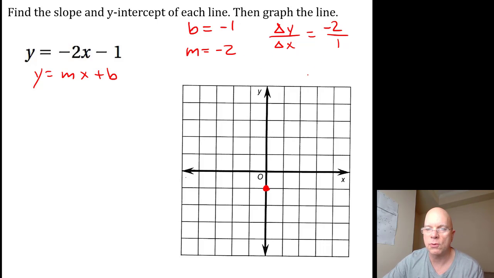I'm just representing it as a ratio, so I can apply the slope by moving down 2 for y and right 1 for x. Down 2, right 1. Had I gone up 2, I would need to go left 1. And so here's the line. Do the next 3 on your own, and then check your work with the video.